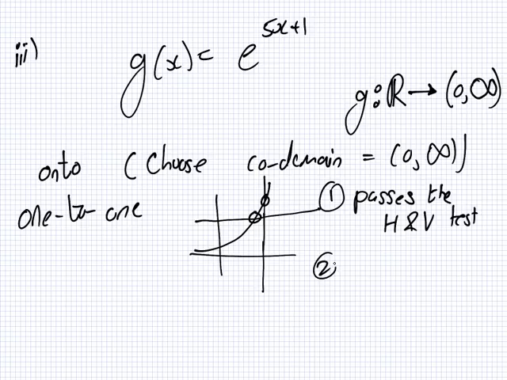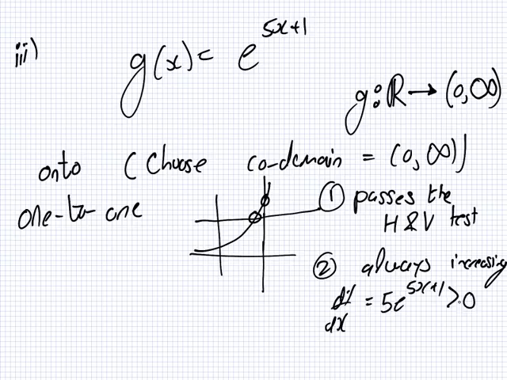The second way is that it's always increasing because the derivative is equal to 5e to the 5x plus 1, which is positive, which means the graph is always going up. That's the second way to show it.